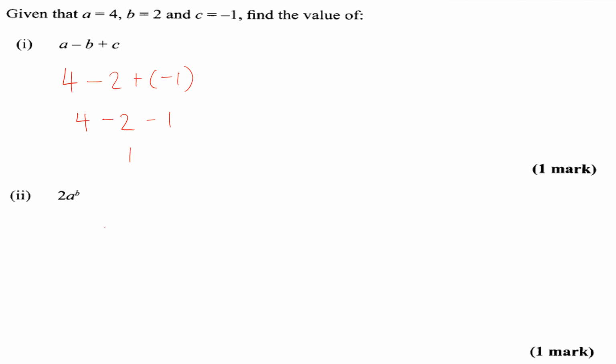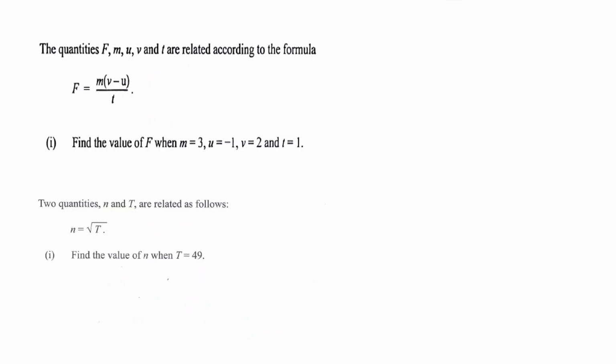For the second one, we have 2 times A raised to the power of B, where A is 4 and B is 2. So this is simply saying 2 times, in bracket, 4 times 4, which we know as what? 16, right? So it's 2 times 16, which is equal to 32. So the answer for the first one is 1, and the answer for the second one is 32. Let's look at some more examples.